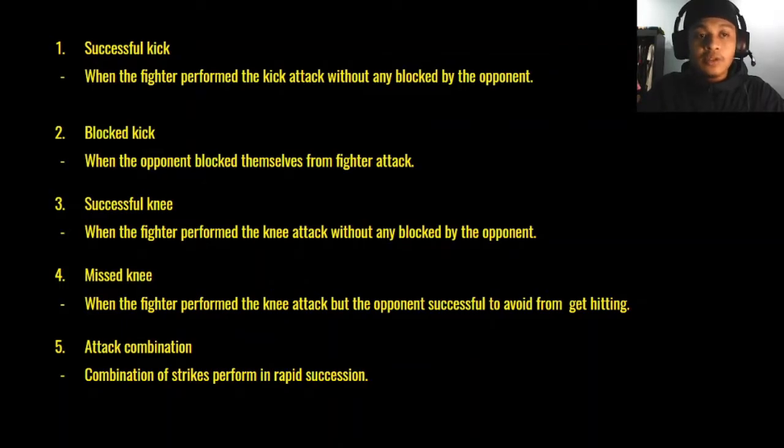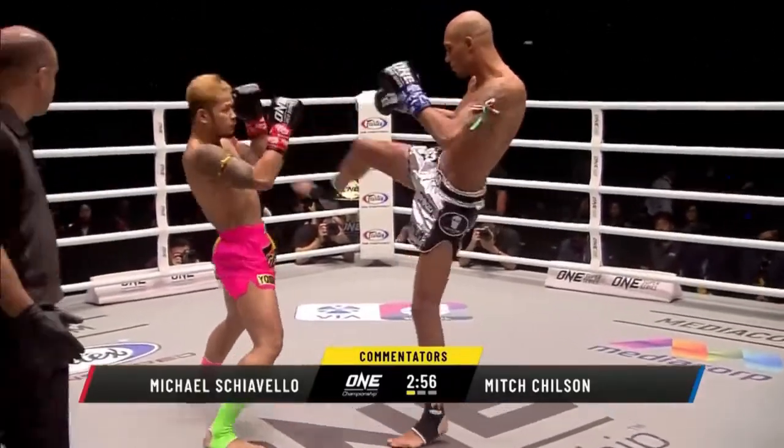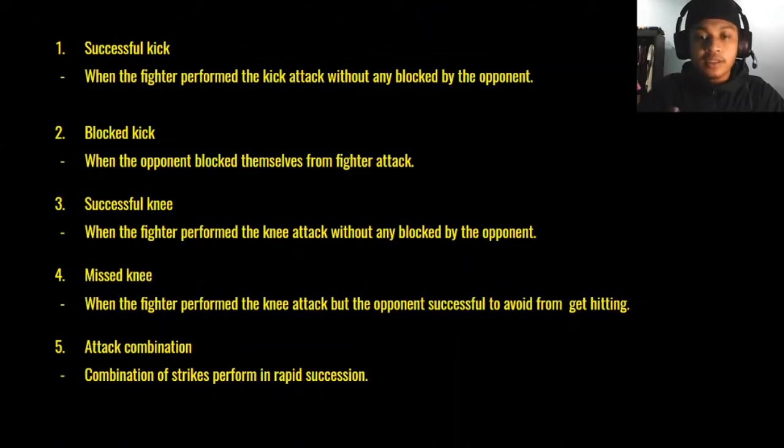For the second one, block kick. When the opponent blocks themselves from the fighter's attack. It means when the fighter kicks the opponent, but the opponent shields and blocks. Basically, the most common technique for block is the 45 degree block, ending up in knee or elbow striking range. It is a great entry technique to counter off a strike.